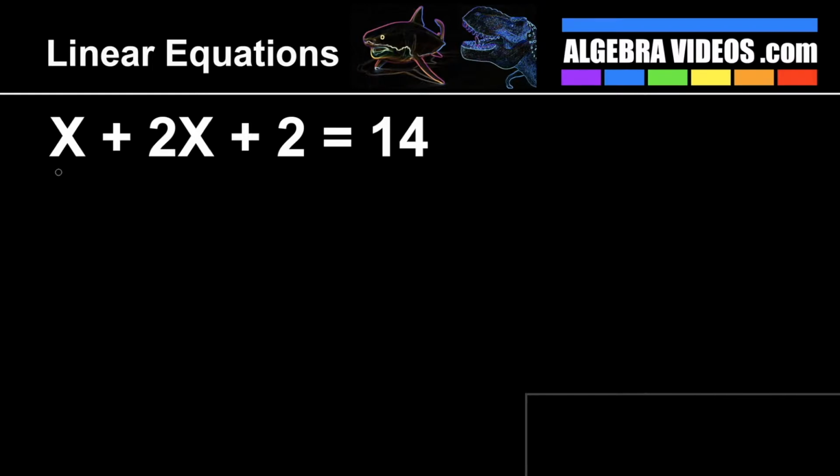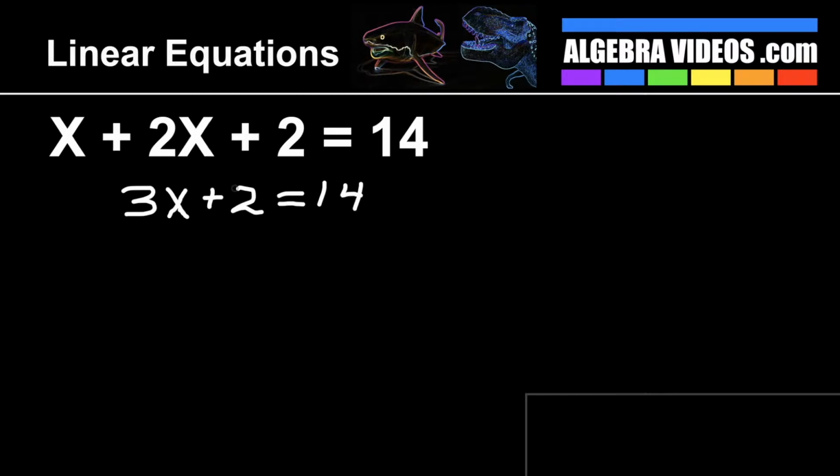So on the left side we have x plus 2x. That's the same as 1x plus 2x, or 1 plus 2. So x plus 2x is 3x. So I'm going to simplify that. x plus 2x is 3x. And then everything else I'm just going to leave the same. Plus 2 equals 14.